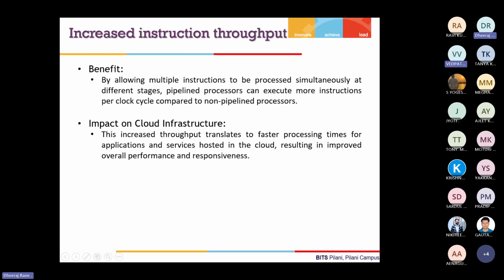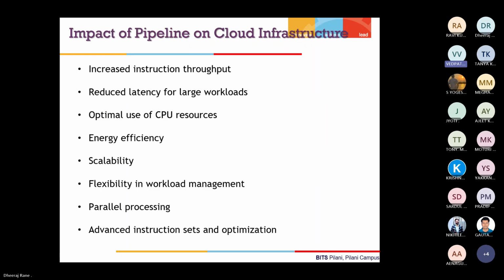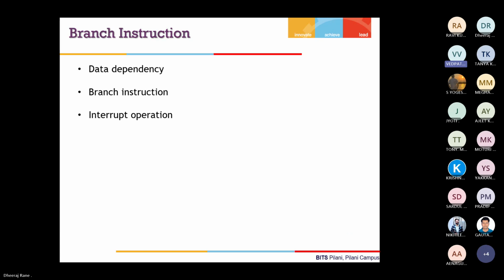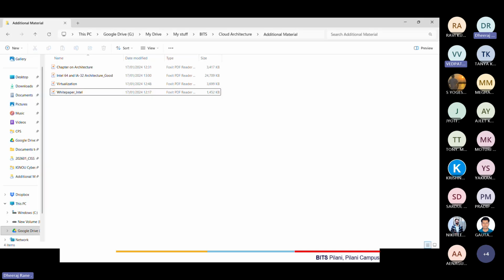Wait, Yuvraj, sorry to interrupt. Can you just talk about that interrupt handling mechanism and how it impacts pipelining a bit more? I didn't understand that clearly. Just a minute.